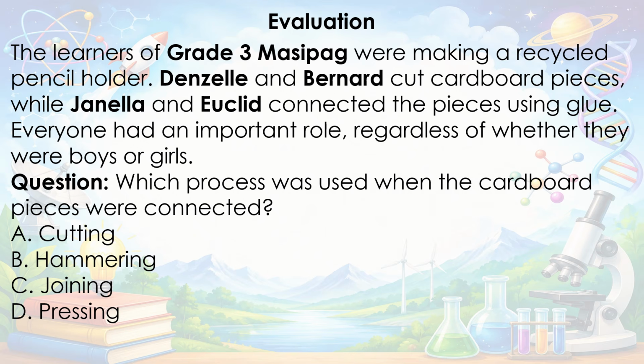One project can involve several processes. The cardboard may first be cut, and then the pieces may be joined. That is how people can transform materials into useful objects.